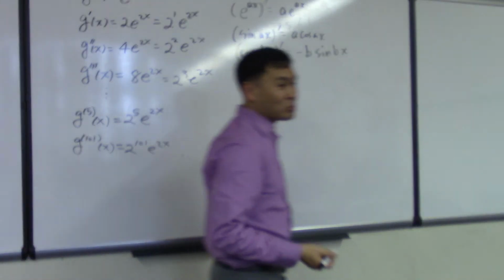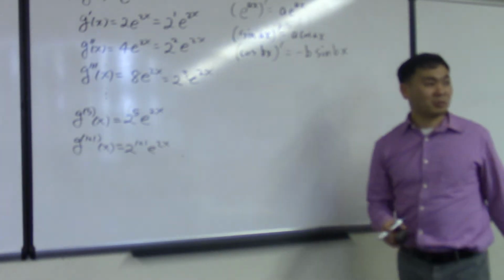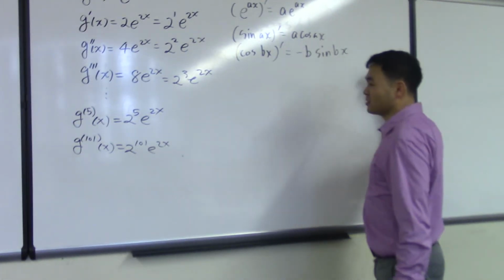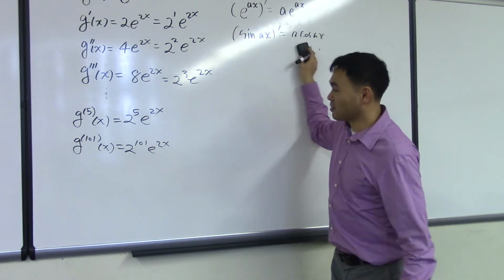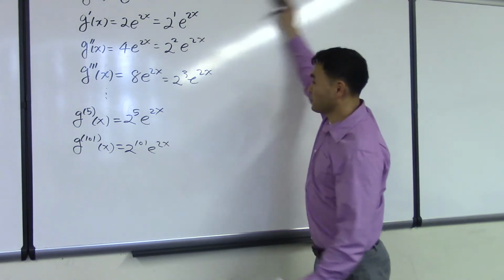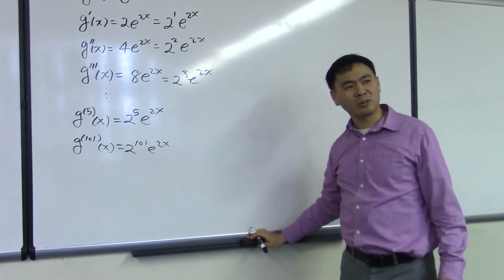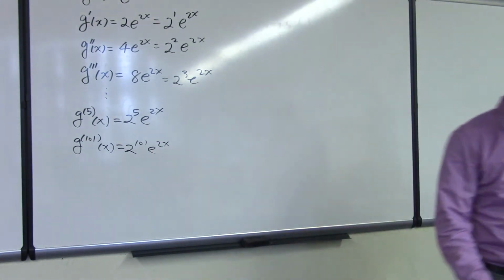And do not attempt to write down 2 to the 101 as an explicit number. That would be crazy. It's a 31-digit number that starts with 2.